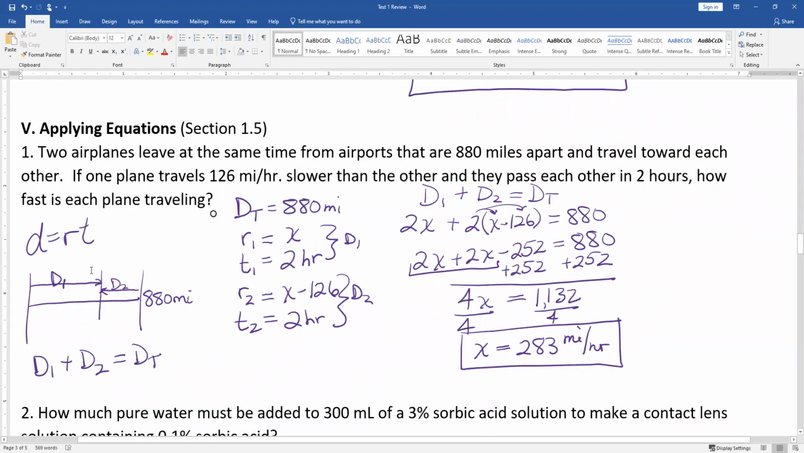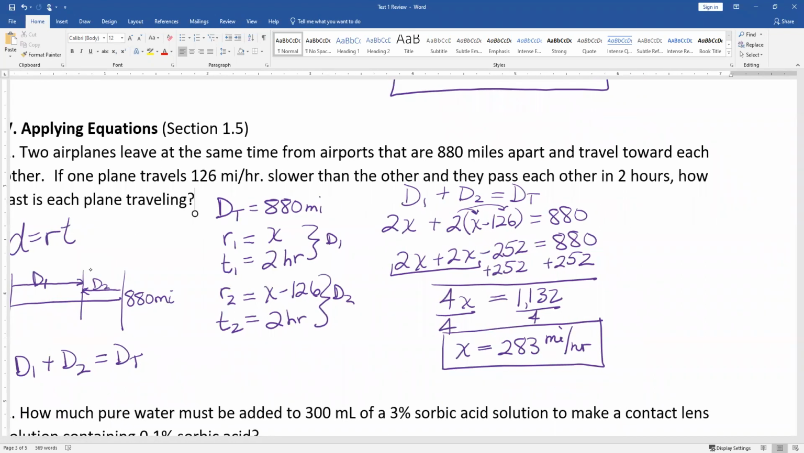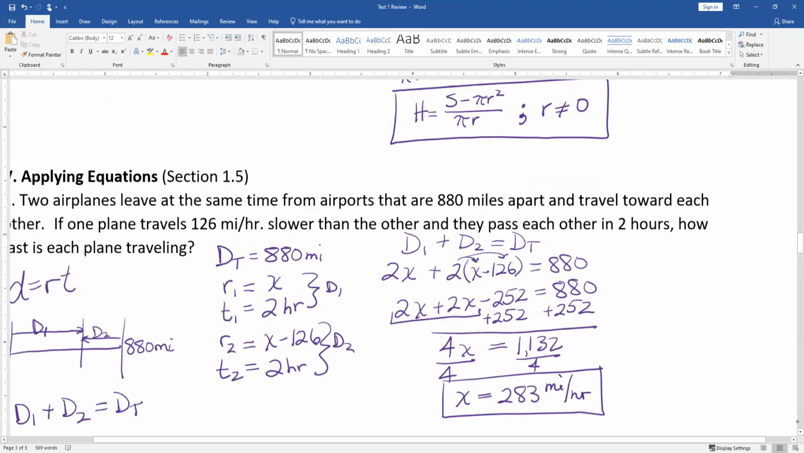All right, so what did we just calculate? Which plane? This is the faster plane. So what do we have to do? Right, so that's our faster plane. The next one is x minus 126. So this is 283 minus 126. And that gives us a speed of 157 miles per hour. So this is rate 1, or faster plane, and this one is rate 2.